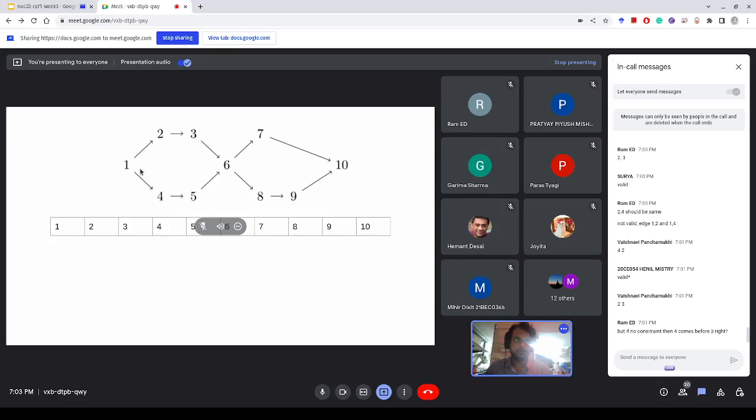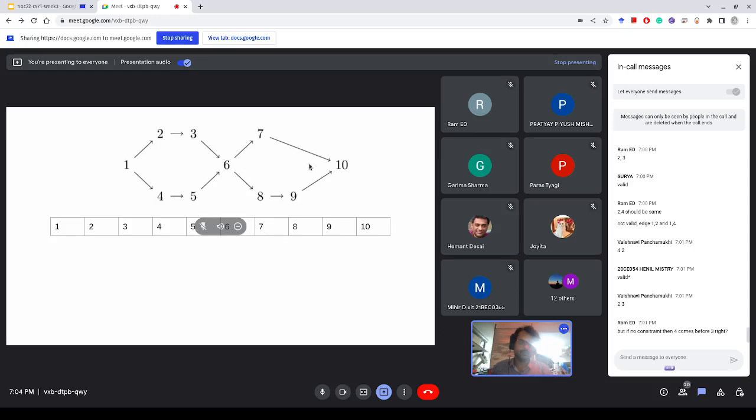And how do you quantify this? Basically you calculate the in degrees and out degrees. In degree means edges coming inside the node, so the in degree of 1 here is 0 because there are no edges coming inside. So if you have any node with in degree 0, there are no edges that come in, so that node you have to surely place in the beginning of your order.